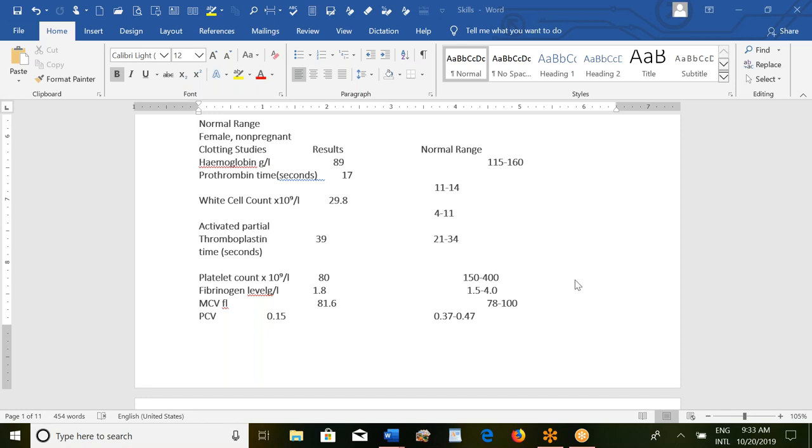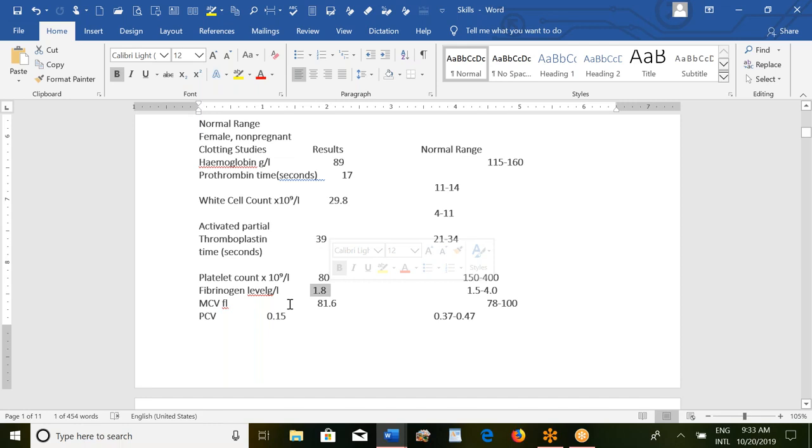So do you think she needs fresh frozen plasma? Yes, fresh frozen plasma, and we need to build up the hemoglobin. I think that will help reduce the little trickle of bleeding. But platelets need not be given, because it doesn't follow the criteria for the transfusion.